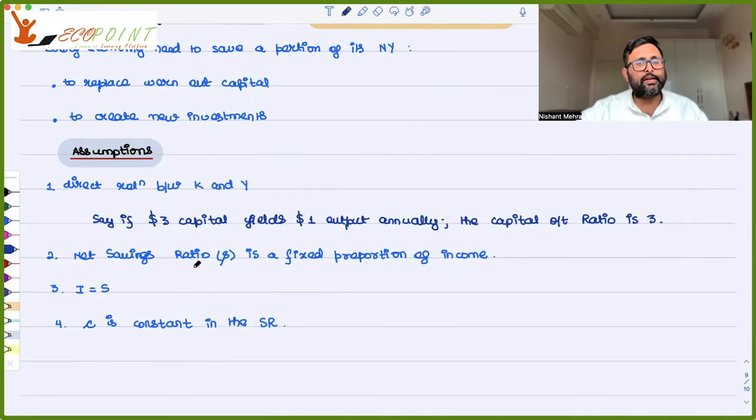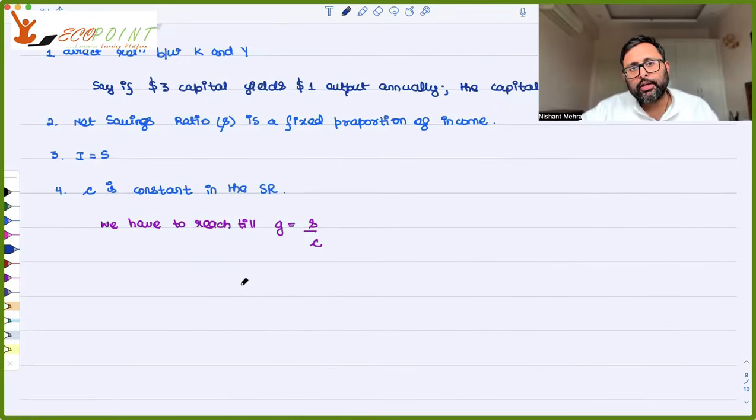At equilibrium, investments are equal to total savings. This is capital I equal to capital S. This is small s, the net savings ratio. This is small c, the capital output ratio, right? So how many units of capital are needed to produce a unit of output? That is what the capital output ratio is. And this is assumed to be constant. We have to reach small g equals small s upon small c. So this is what we need to derive, right? So let us just start.